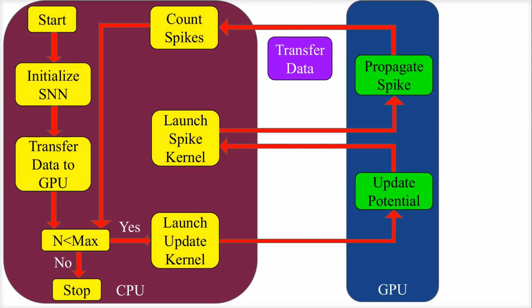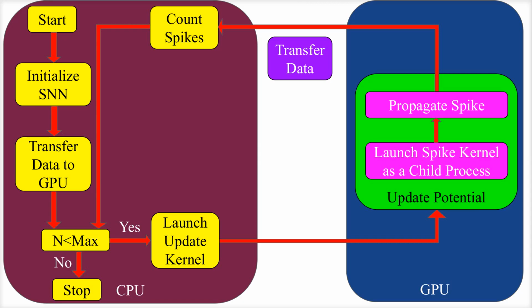In the N and S implementation, the launching happens from the CPU side, so there are always intermediate communications. That's a big bottleneck. Whenever we transfer our data and the SNN to a GPU, we have to launch the update kernel and spike kernel intermittently from the CPU side in each and every iteration. That's a big challenge, which we call the CPU bottleneck of the N and S implementation.